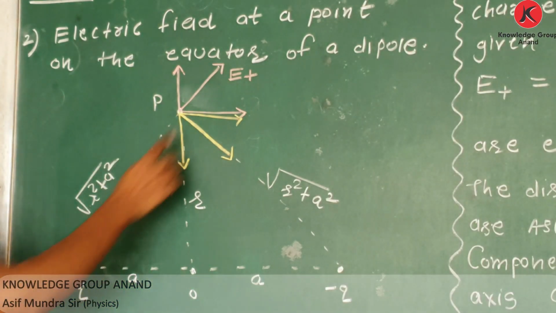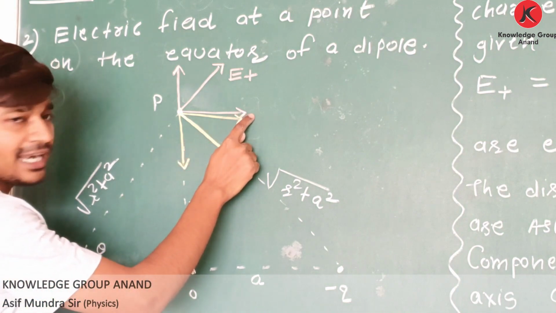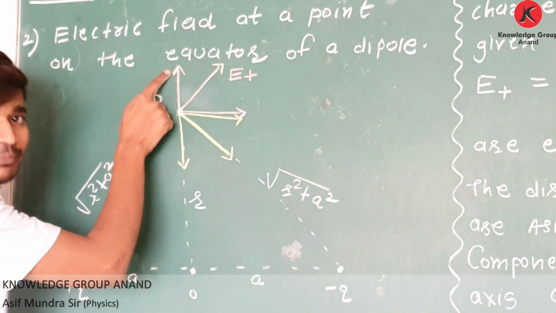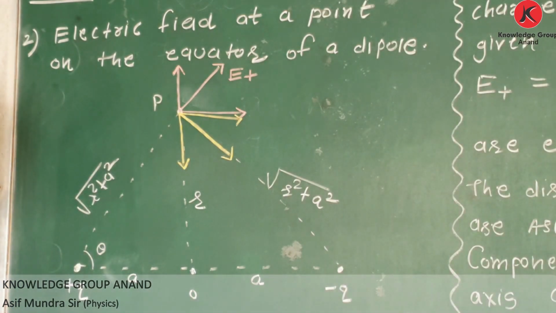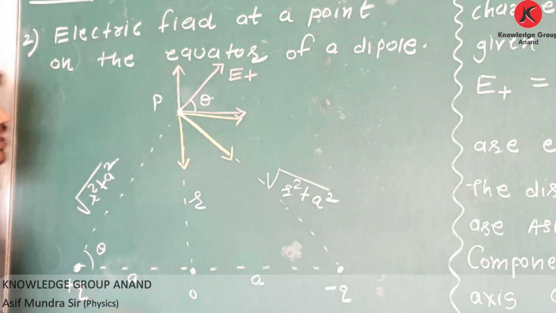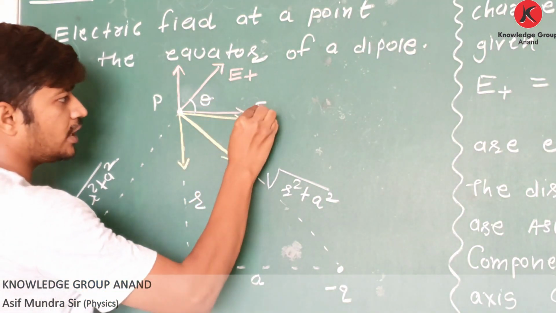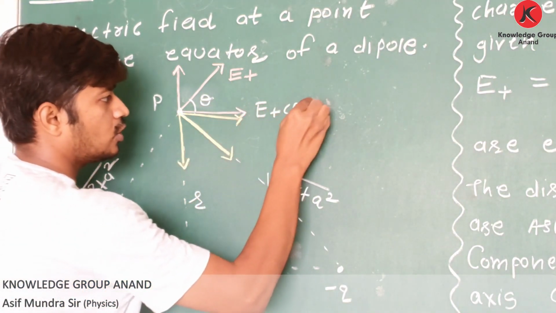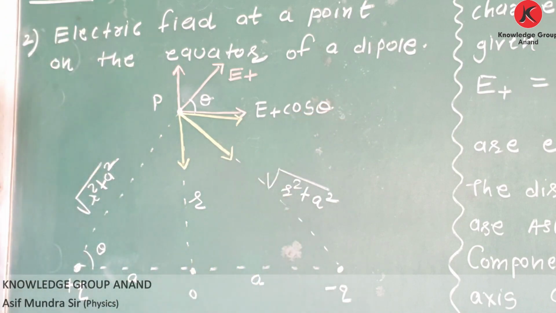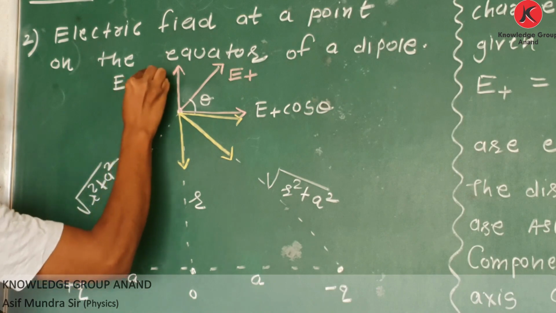So you have to resolve this electric field into two components, one parallel to axis and one perpendicular to axis. Now to find components, we need an angle. We are assuming that this angle is theta, so this angle also becomes theta. E plus is making angle theta with this component, so it is E plus cos theta. Clear? And this component is E plus sin theta.